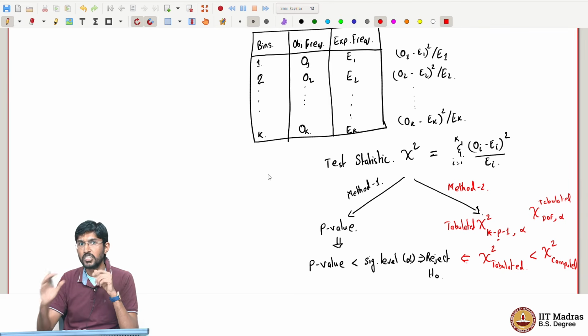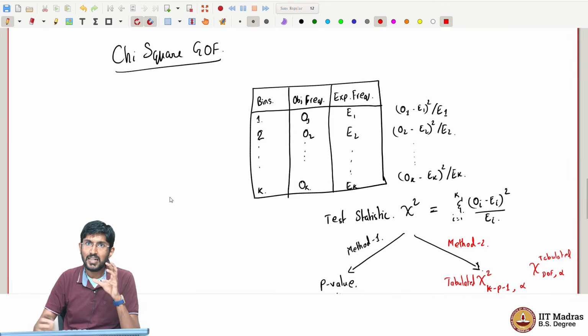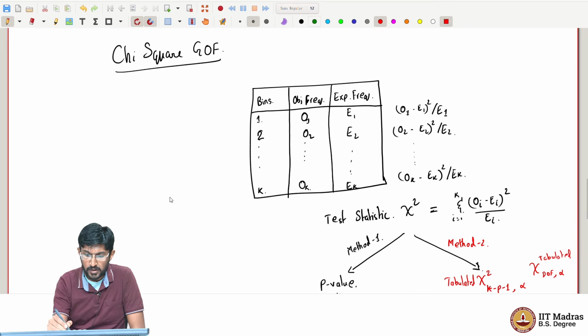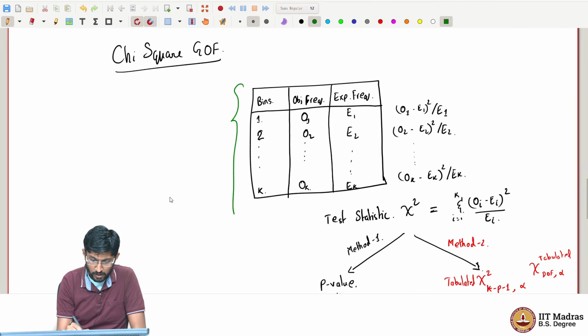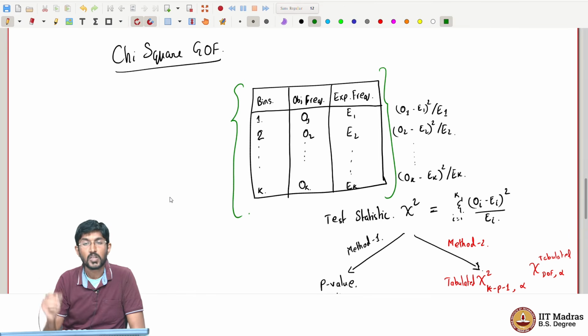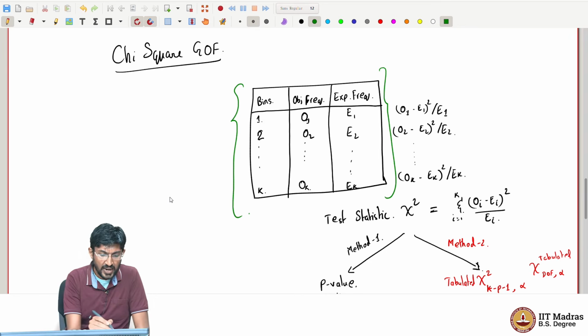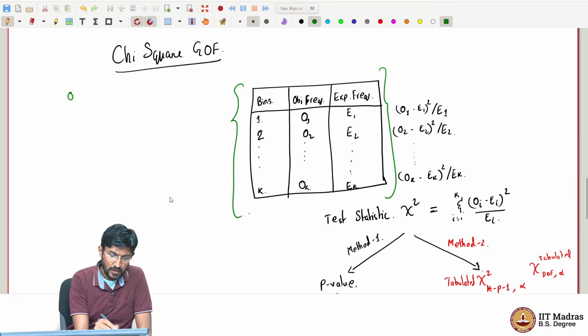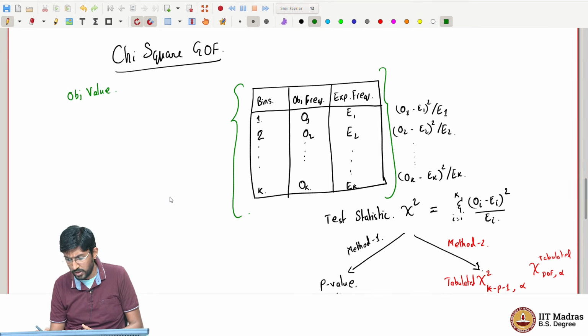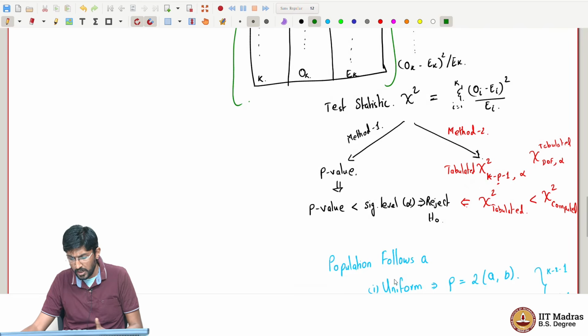Now comes the business perspective. Till this point is pure statistics, right? However, for all of this test to work, you need this particular frequency table to be available. However, in the actual business world, you will not be having this frequency table. You will only be having a data set, and the data set usually would look like the observed values. Let us say the first distribution that we will be talking about is uniform, right?